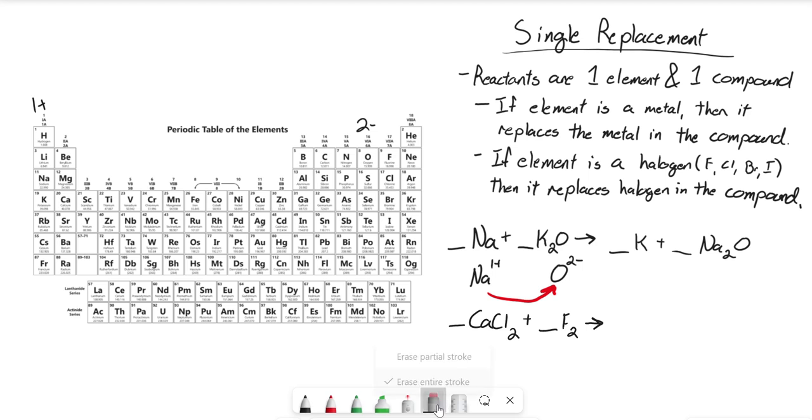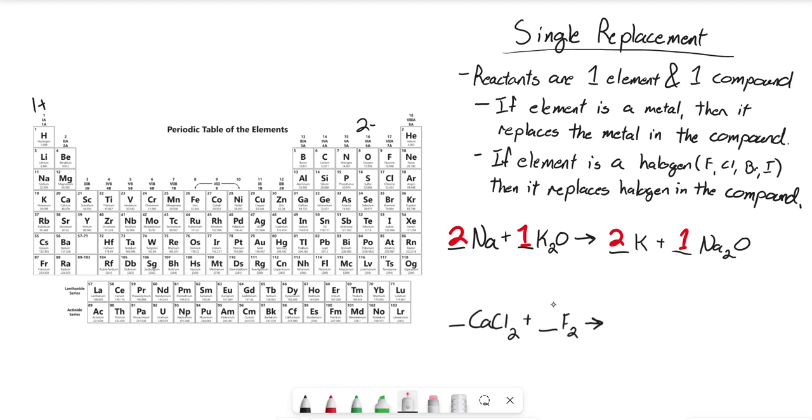So again, with this one, it's important to remember or notice that when the element is a metal, it replaces the metal in the compound. Sodium was by itself and potassium was bonded. Now potassium is by itself and sodium is bonded. Again, this is not going to give us a reaction that's balanced, or it's very unlikely that this is going to give us a reaction that's balanced. So it is important that after we correctly predict the products of the reaction, we go back and balance it.